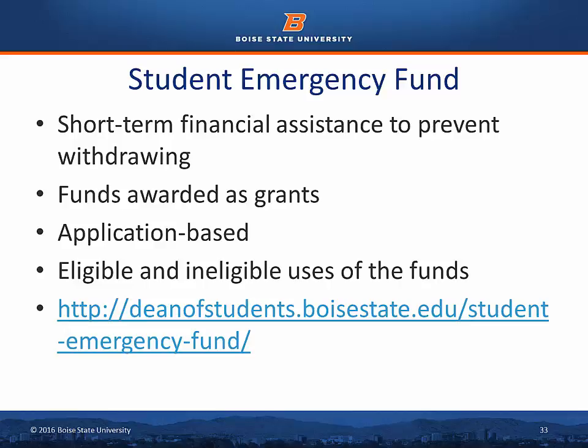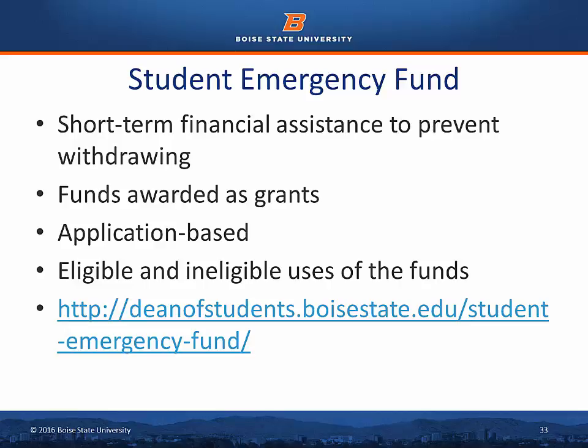Fund stipulations are: grants cannot exceed $400. Grants may be awarded once during a student's academic career. Grants do not have to be repaid. Fund qualification: eligible expenses include medical, dental, housing, rent, utilities, books and school supplies, food and groceries, personal, automobile and travel, and childcare. Ineligible expenses include tuition, student fees, and legal fines and expenses.